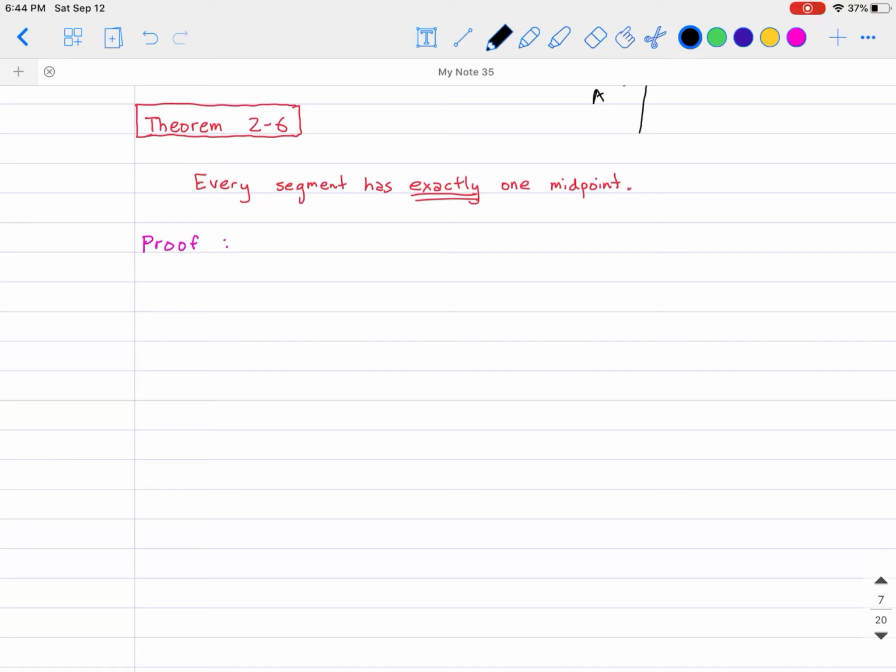Well, let's go ahead and do it the easy way then. Remember what we said, this is a uniqueness theorem. So that means that we want to prove it using contradiction. So here we're going to assume that there are two midpoints and see exactly what's going to happen. So let's say that we have segment AB over here, and then let's say that C is a midpoint and also D is another midpoint.